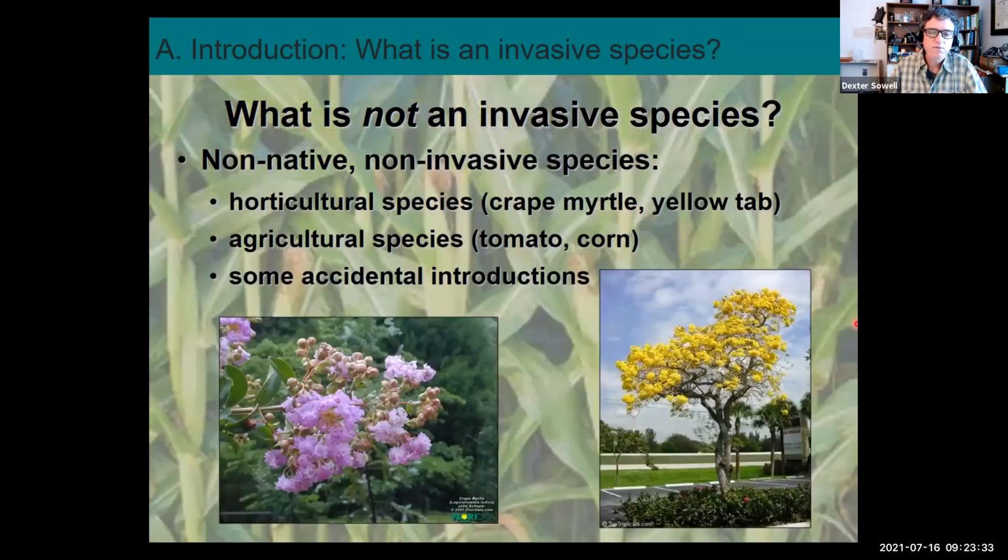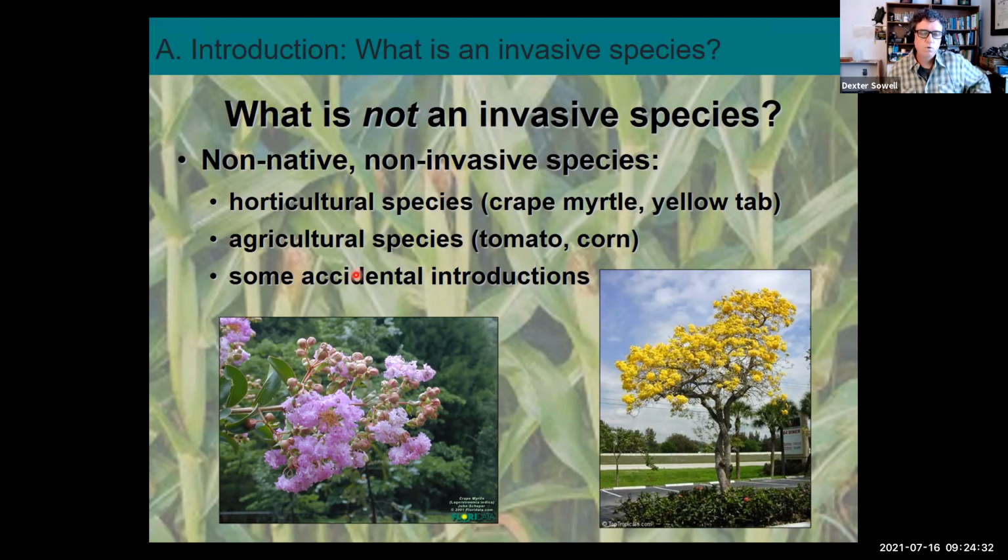Now we also have some non-native, non-invasive species, and these can be horticultural species purposely introduced for ornament, like crepe myrtle and yellow tab here. I personally have seen crepe myrtle seedlings in a long unburned upland pine sandhill area down at Chinsegut Natural Area that Hernando County manages. But I found just a few seedlings in there; it wasn't exactly rampant by any means. Also, agricultural species like tomato and corn are not native, but we don't think of them as being invasive in Florida. And we have some accidental introductions. Actually, we have many accidental introductions, but a lot of them aren't necessarily invasive.